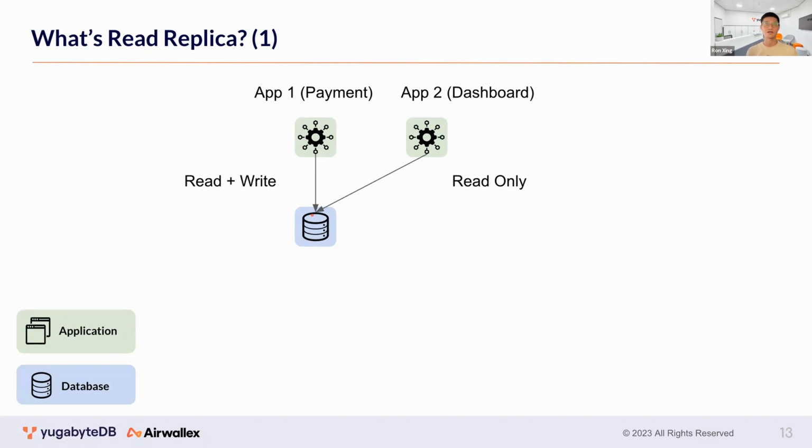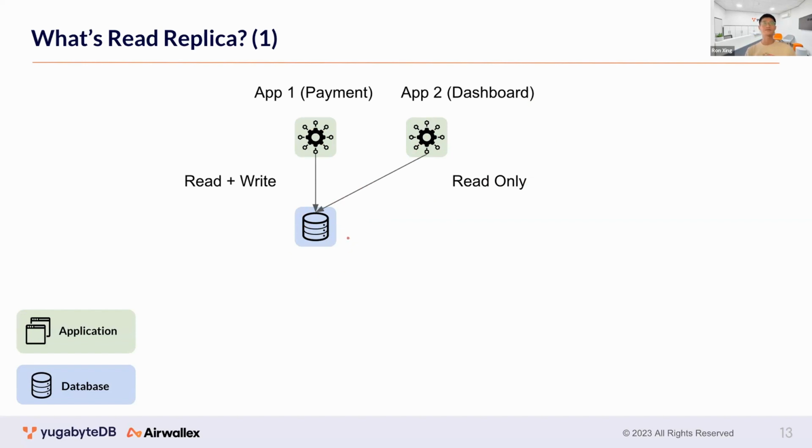Then later on, after some time, you want to build another app, just to display the payments. You want to build a dashboard to display the payments. Then you're connecting the app to the same database node. But the dashboard application will just issue read-only queries, only selects, whereas for the payments you have insert, update, and delete. But the dashboard will only issue read-only requests. So two applications can use the same database node, right?